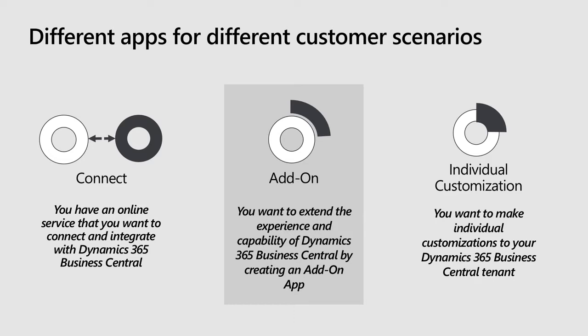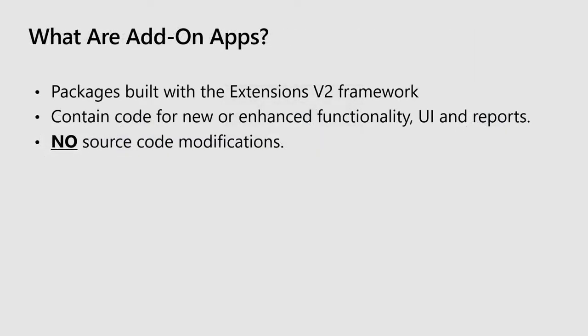The next 2 are actually related, add-on apps and custom or individual customizations. Both of these are built using the same framework. They're built in the same way, but they're deployed differently. Add-on apps, you're deploying and extending Business Central for an entire industry problem, meaning that anybody who would like to may go out to AppSource and acquire your solution. Individual customizations, you're actually deploying it direct to a customer.